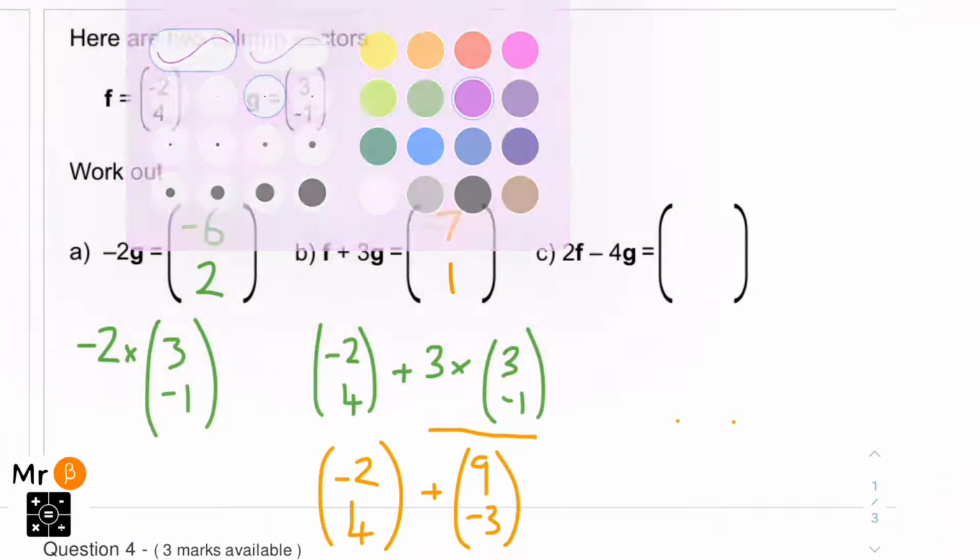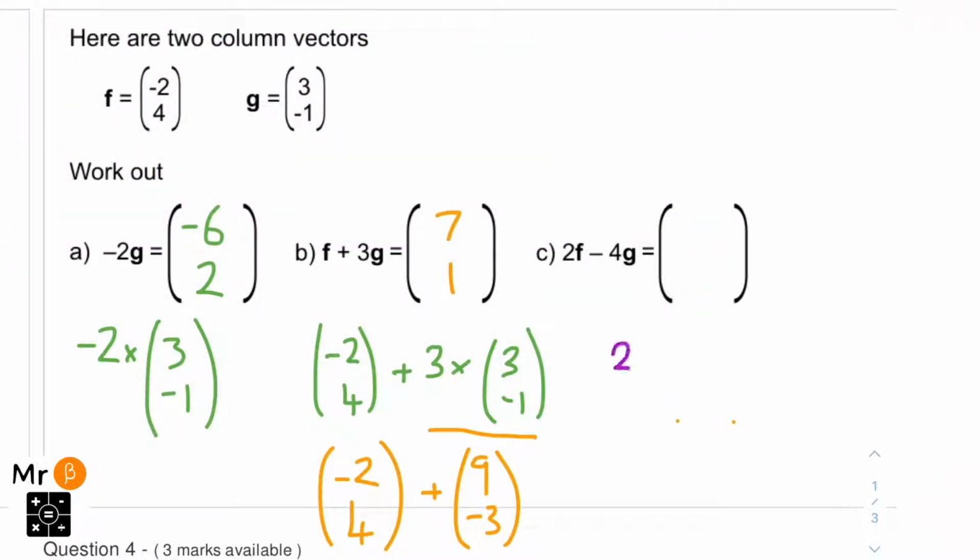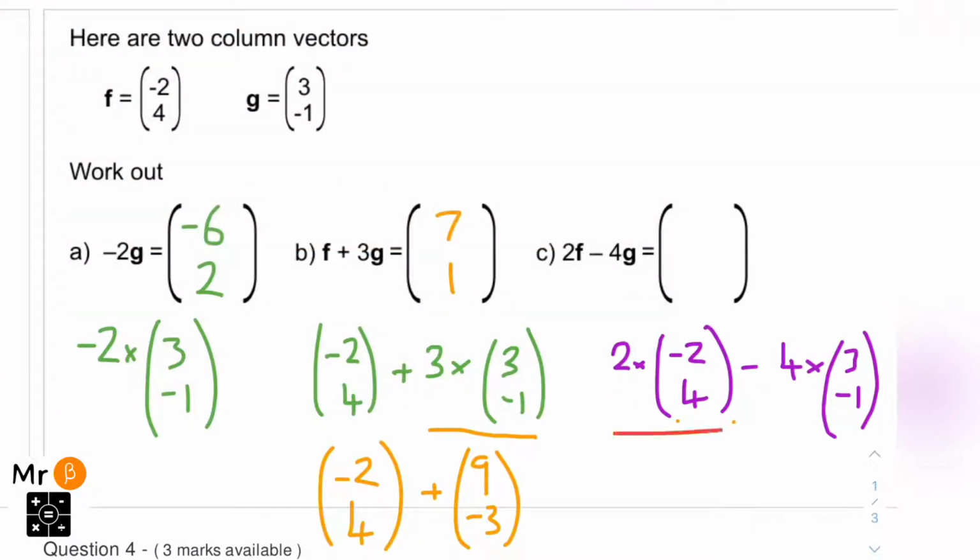Our final question, part C. We have got 2 lots of f minus 4 lots of g. I'm again going to work these both out first. So 2 times negative 2 is negative 4. 2 times 4 is 8. Now this next part we've got to be careful. I'm going to keep my negative sign and only multiply by the 4. So 4 times 3 is 12. 4 times negative 1 is negative 4.